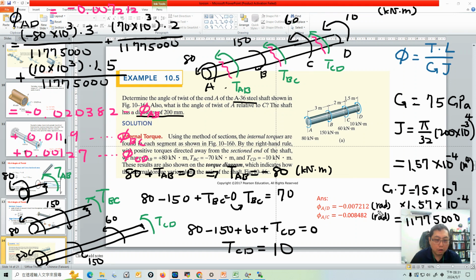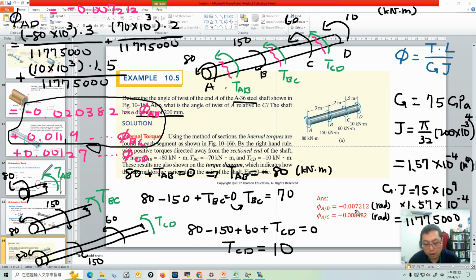If you want to find the angle of twist AC, you just add these two together. The phi AD is these three added together, and for AC you just add these two, and you will get minus 0.008482. That's the value for phi AC.